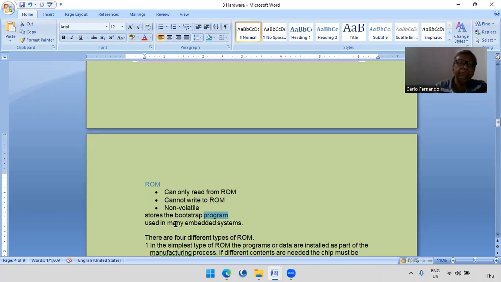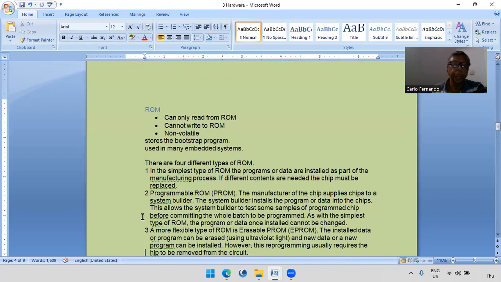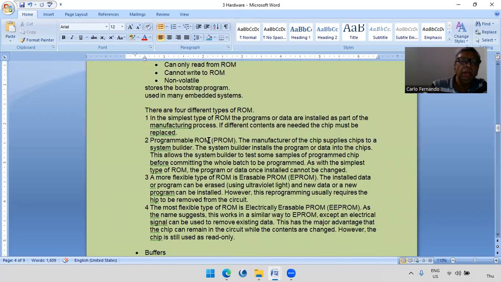So this ROM is used in many embedded systems. There are four different types of ROM. What are they? In the simplest type of ROM, the programs or data are installed as part of the manufacturing process. So if different contents are needed, the chip must be replaced. So to make some change to the contents, you have to remove the chip or the IC and replace it with a new one.